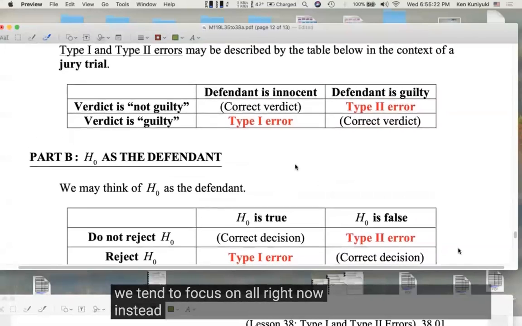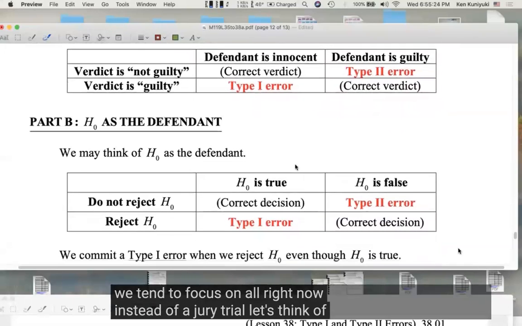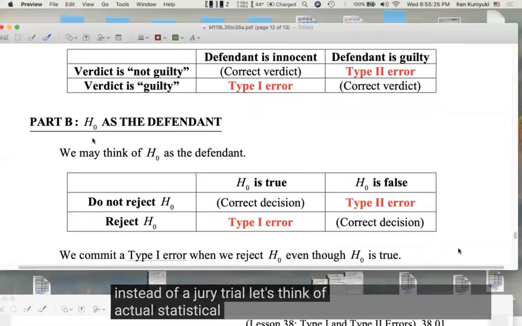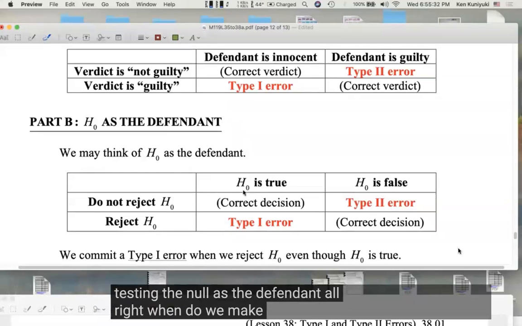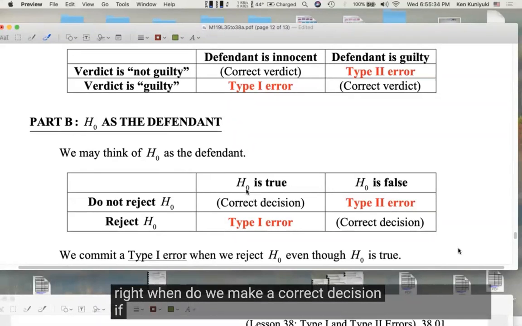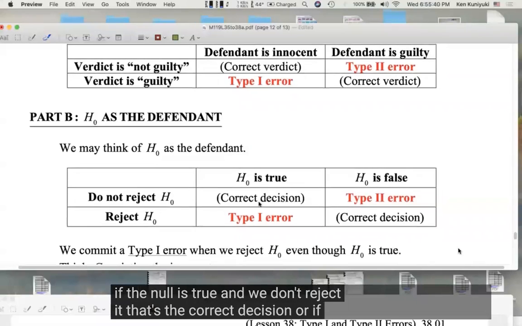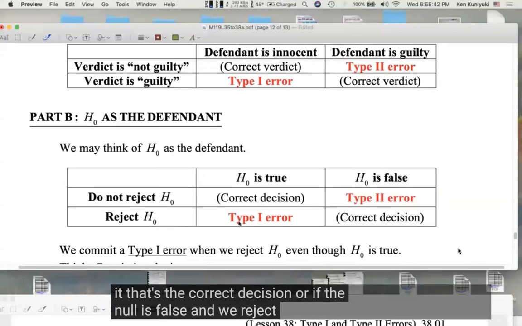Right. Now, instead of a jury trial, let's think of actual statistical testing, hypothesis testing. The null as the defendant. All right. When do we make a correct decision? If the null is true and we don't reject it, that's a correct decision. Or if the null is false and we reject it, that's also a correct decision.